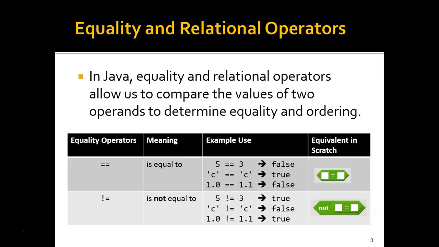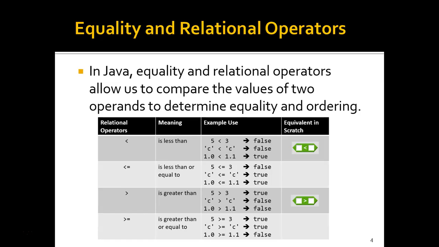And then there's also not equals. Not equals is just exclamation point equals, and that's also the same as what you've seen in Python. So exclamation point equals would be the negation of equals equals.